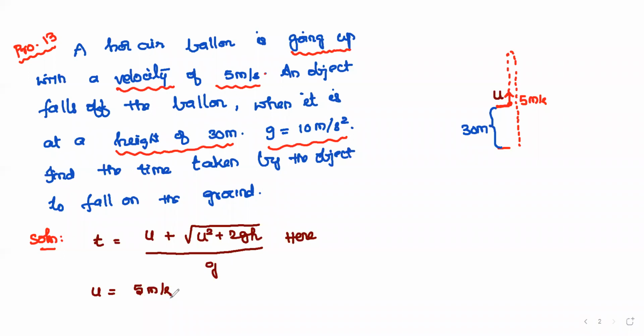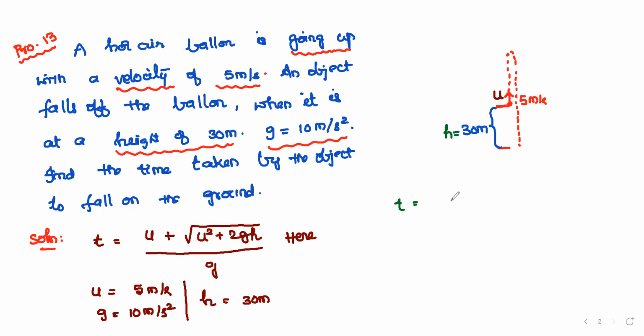And here what is given? G as 10 meter per second square. Answer is 3 seconds, okay, good. And h is equal to 30 meters, the height of the drop. We are just going to substitute the values.